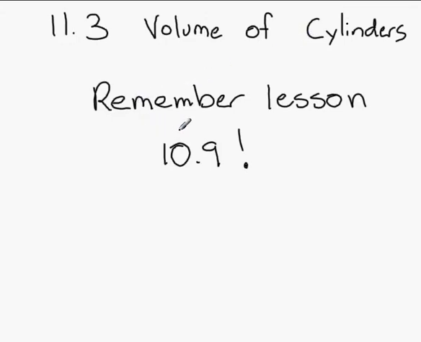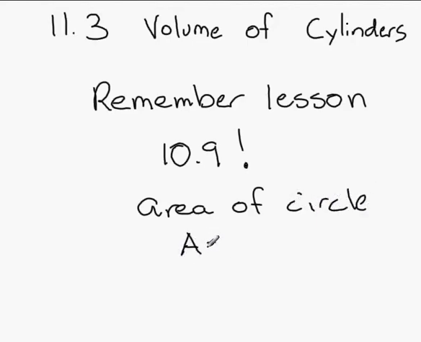In order to do this lesson, you have to remember lesson 10.9. That was the area of a circle. You have to remember your formula for that. And if you don't, it's right here. To get the area, you take pi and multiply it by the radius squared. And you'll see why you need to remember what the formula for the area of a circle is.